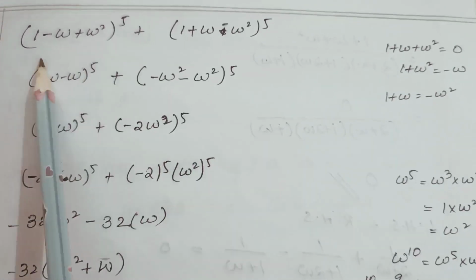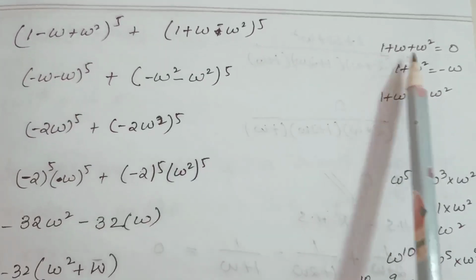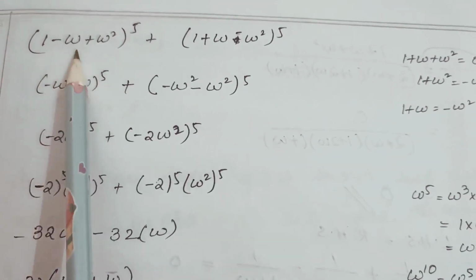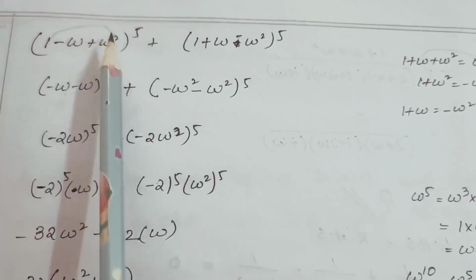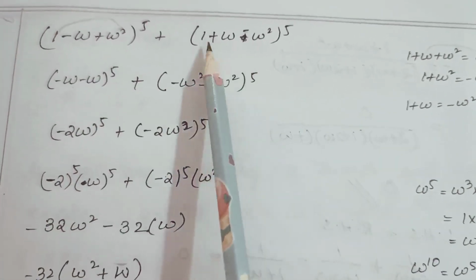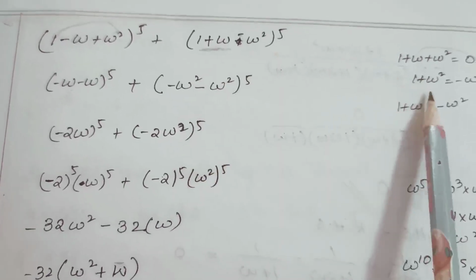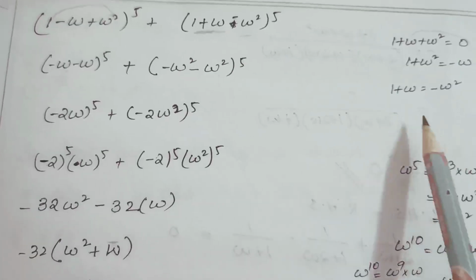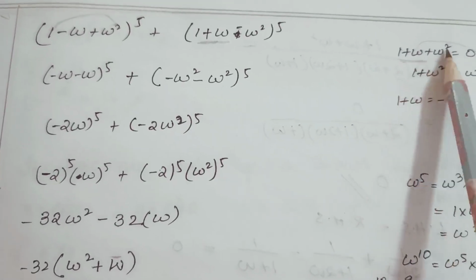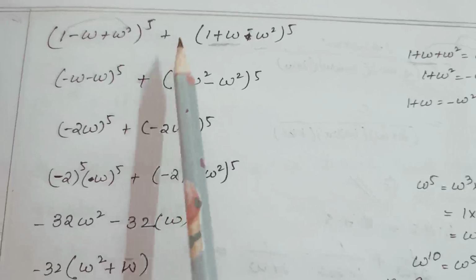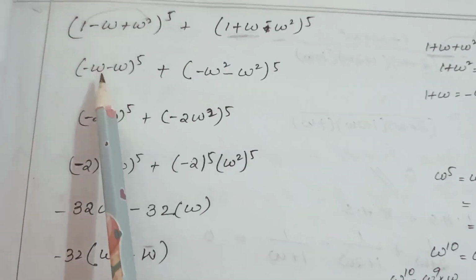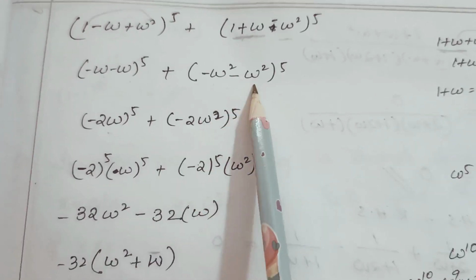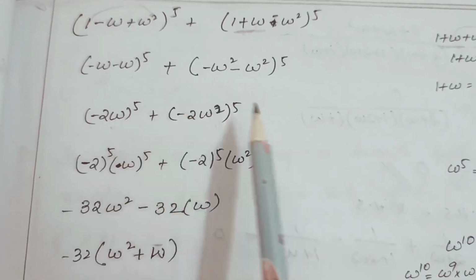See, 1 plus omega square will be minus omega. Substituting, this minus omega stays as it is, and this value is (minus omega) whole power 5. Similarly, we will find 1 plus omega: from this, 1 plus omega is minus omega square. So minus omega is minus 2 omega, and minus omega square is minus 2 omega square, whole to the power of 5, same as it is.